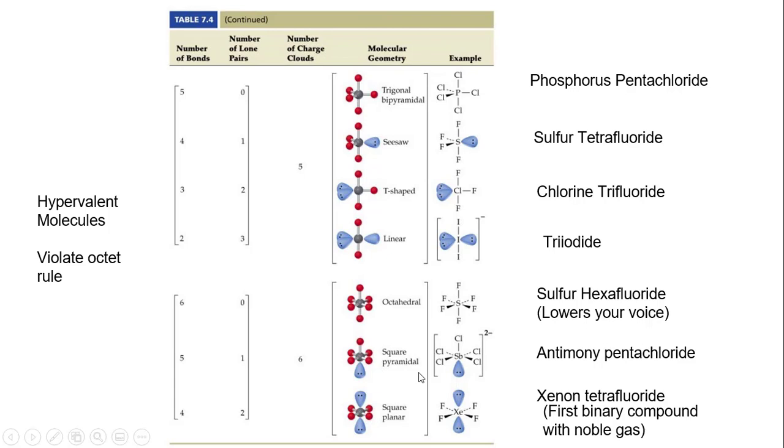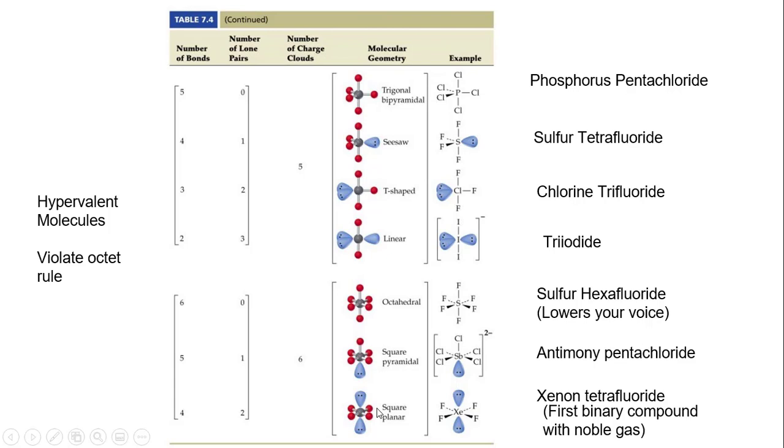Square pyramidal is where we've got a lone pair down here. So it doesn't count, but it makes a nice pyramid shape. Antimony pentachloride obeys this. And then xenon tetrafluoride: if you remember, xenon is a noble gas. It shouldn't bond with other things. Guess what? It does. It was the first binary compound, meaning two different things bonded together, with a noble gas. You can see it's square planar. Again, we've got a lone pair up here, a lone pair down here, and four on a nice plane.